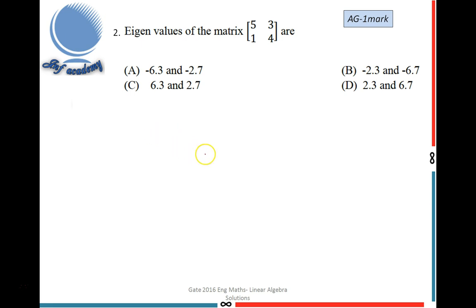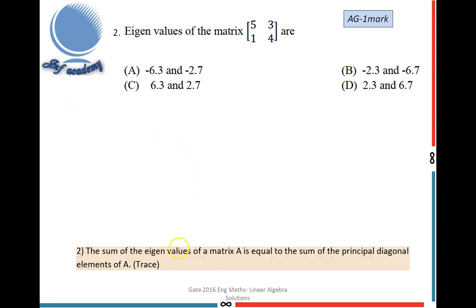First I use one property, that is, the sum of the eigenvalues of a matrix A is equal to the sum of the principal diagonal elements of A. The sum of principal diagonal elements is also called trace. What are these principal diagonal elements? 5 and 4, which is 9. So the sum of the eigenvalues equals 9 by using that property.